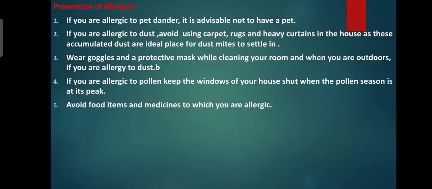Avoid food items and medicines to which you are allergic. Do not take any medicine without the prescription of a doctor. Always check the label on canned or packaged food for information on allergens. Avoid using cosmetics, perfume and other products to which you are allergic. If you are allergic to sunlight, cover yourself well when you go out. If you have an allergic reaction, see a doctor immediately.